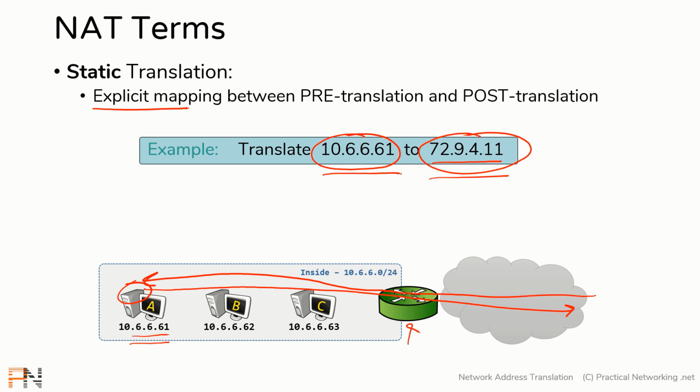That is an example of a static translation. Notice the router never had to make any decisions. Anytime it saw this, it translated to this, and anytime it saw this, it translated it to this.